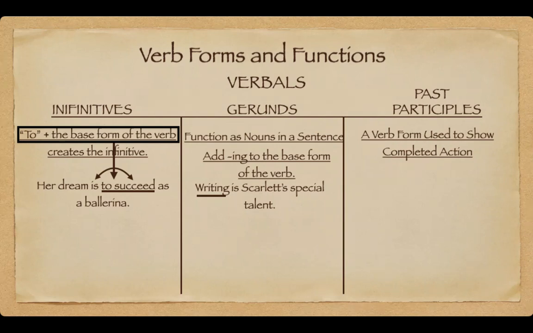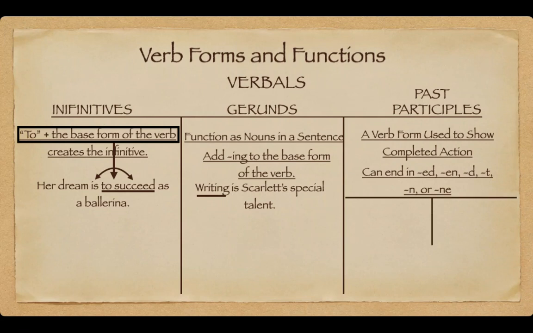Now, depending on the function it takes in a sentence, a past participle can end in ed, en, t, or ne. And past participles most commonly serve one of two functions. They can function as adjectives that show action, or when combined with the correct form of the helping verb have, they form the perfect tense.